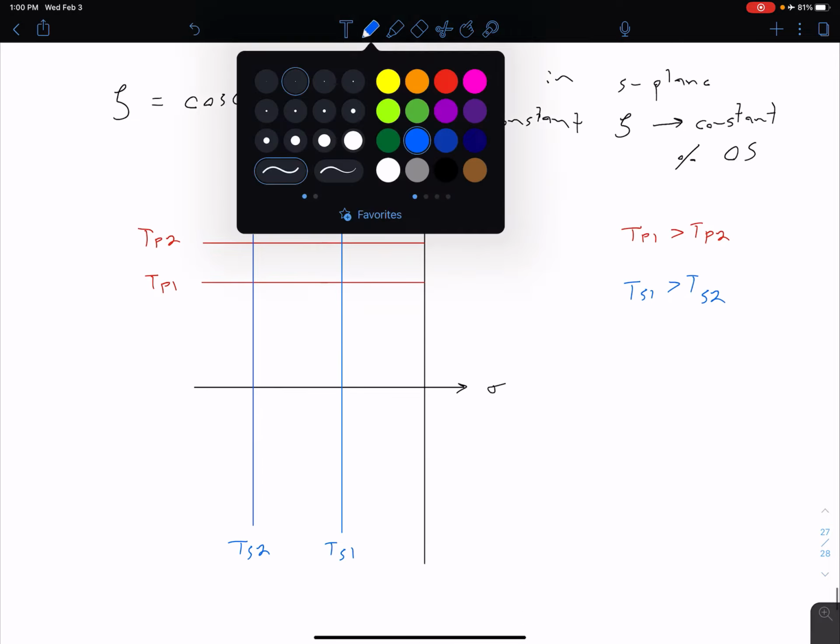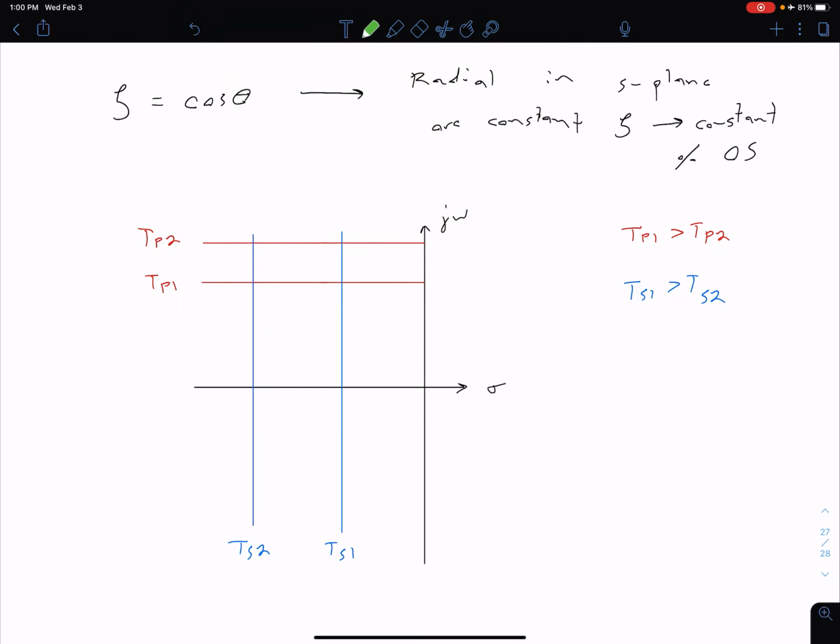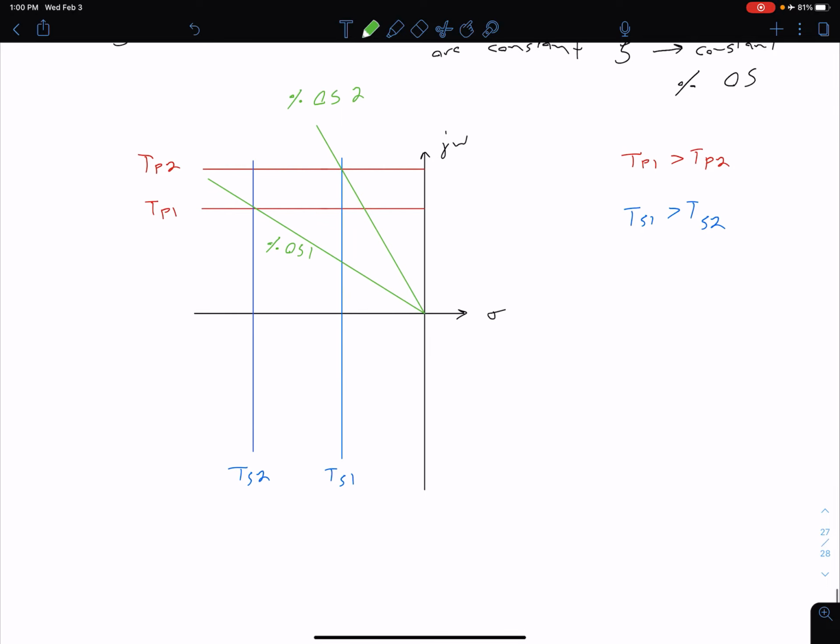So finally, let's look at our percent overshoot. So remember, percent overshoot is going to be constant for radial lines. So let's say we have one radial line here, which is percent overshoot 1, and one radial line here, which is percent overshoot 2. Okay, so this one's not quite as easy to follow, but let's sort of step through it.